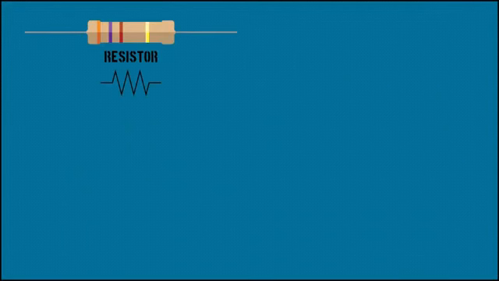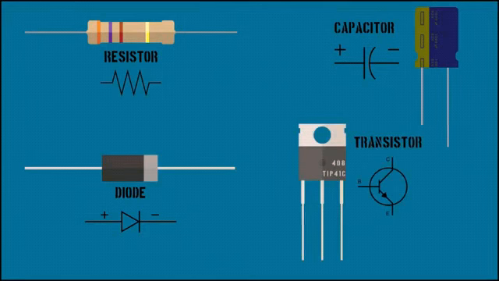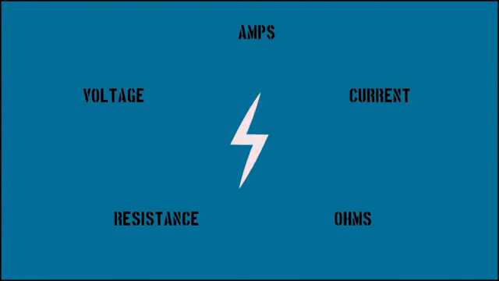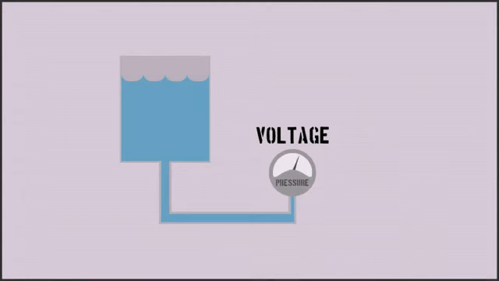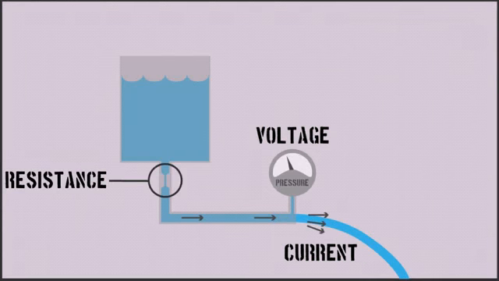The components we will be overviewing are resistors, capacitors, diodes, and transistors. To understand these components, you need to understand the basic properties of electricity. First, voltage can be interpreted as electric pressure, current as electric flow, and resistance as electric obstruction.